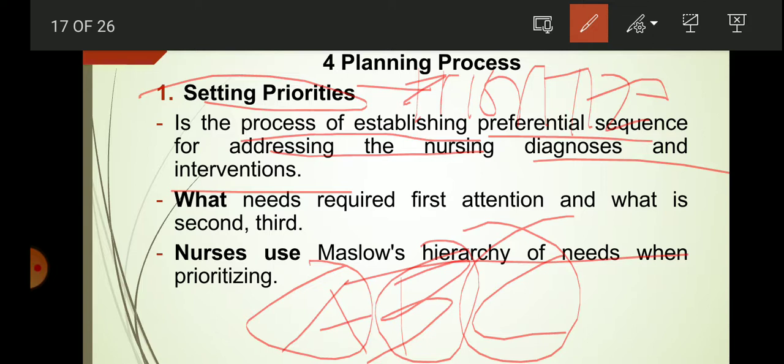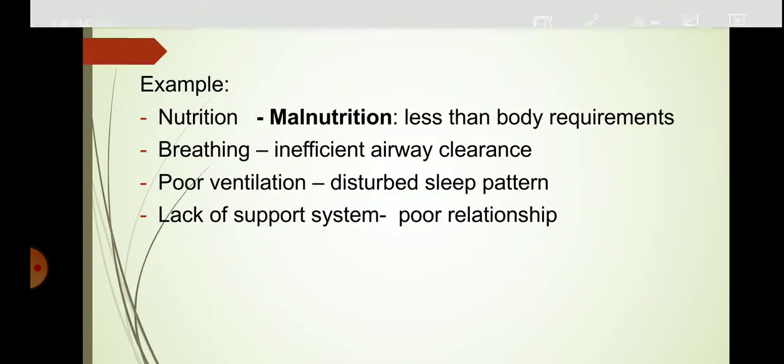That's what I'm telling you, guys. What needs require first attention, and what is second, third? As far as I remember, when I took my NCLEX, most of the questions thrown at me were on prioritization. What do you attend to first, what last, arrange from lowest to highest, or highest to lowest. That is why, as early as now, I want to introduce to you how to prioritize patients, or how you prioritize things. Nurses use Maslow's hierarchy of needs when prioritizing. Example, nutrition.